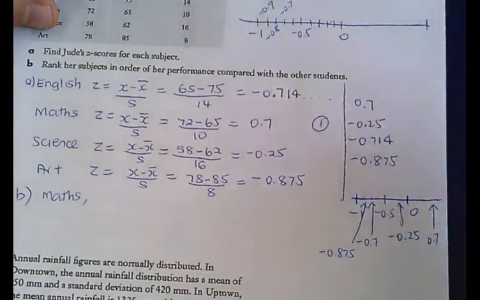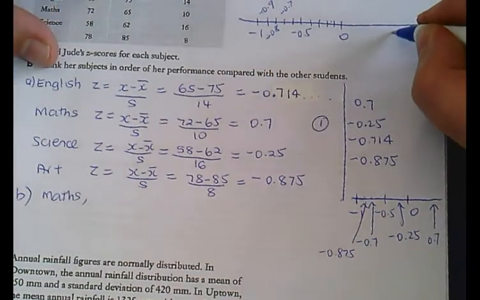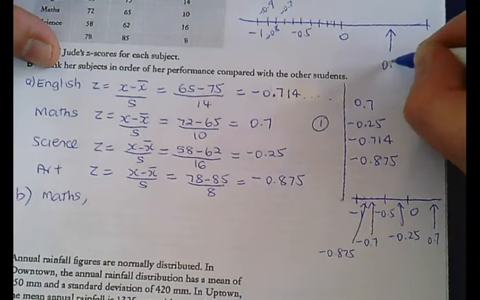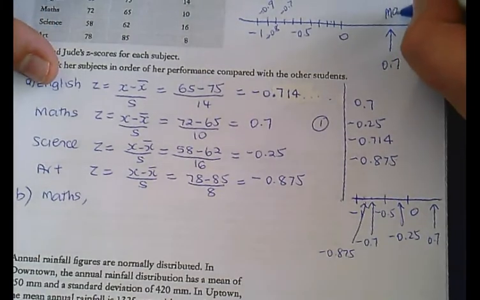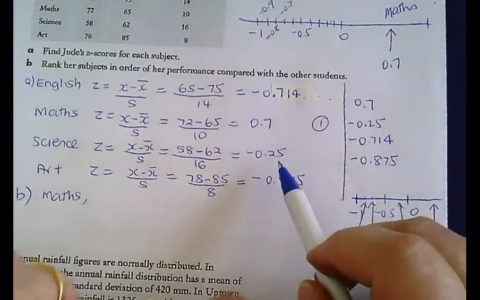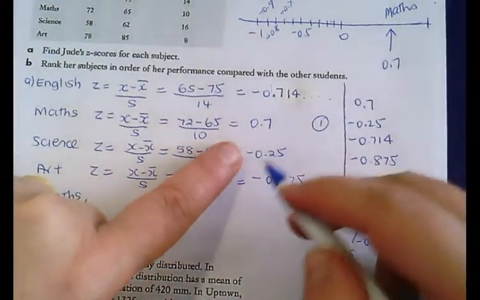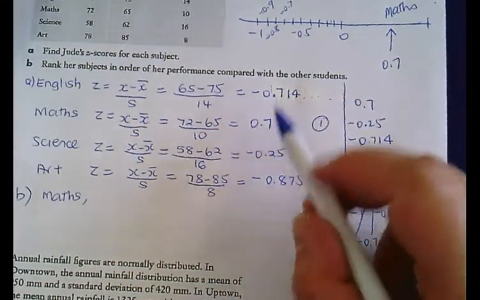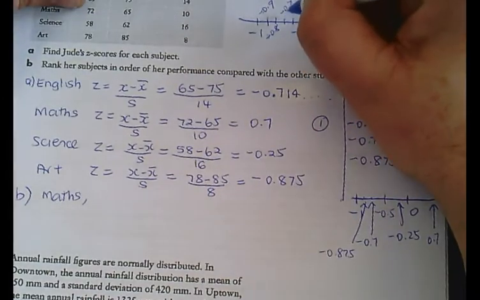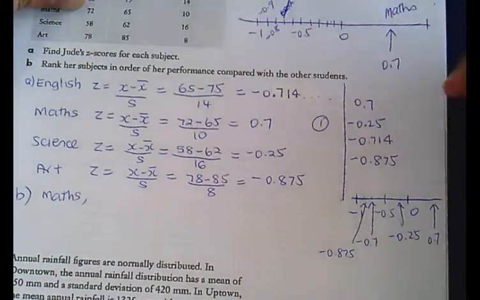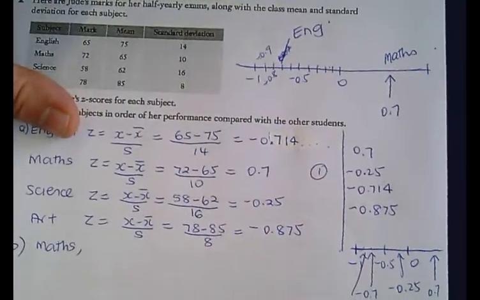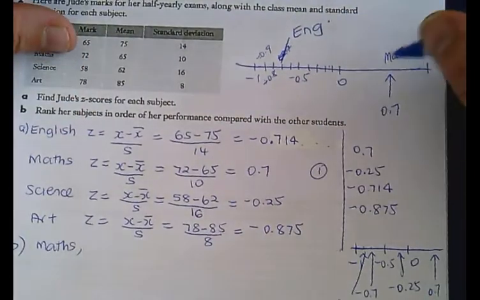So, where is 0.7? It's up here. That's 0.7. What marks that? Maths. Up here. Oh sorry, no, maths is positive 0.7. English is negative 0.7, which is here. Sorry. So you do better in the subjects that people do worse?